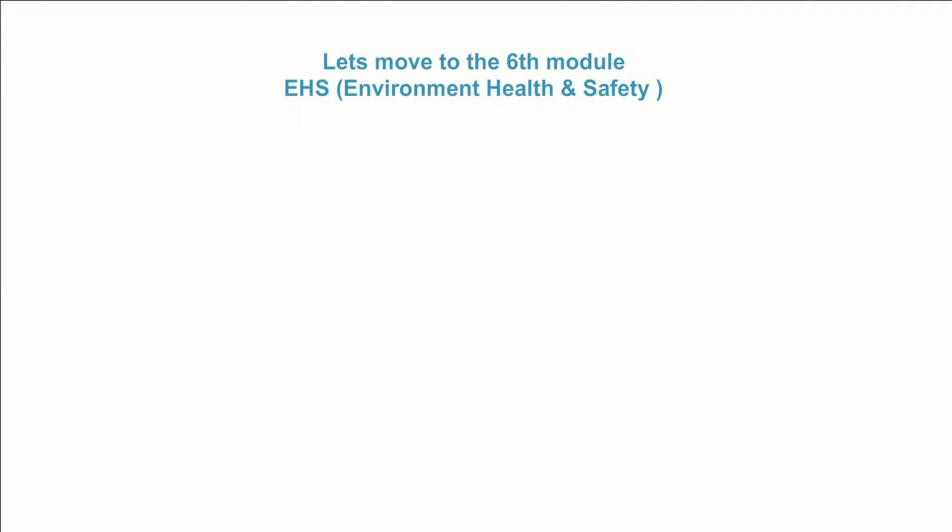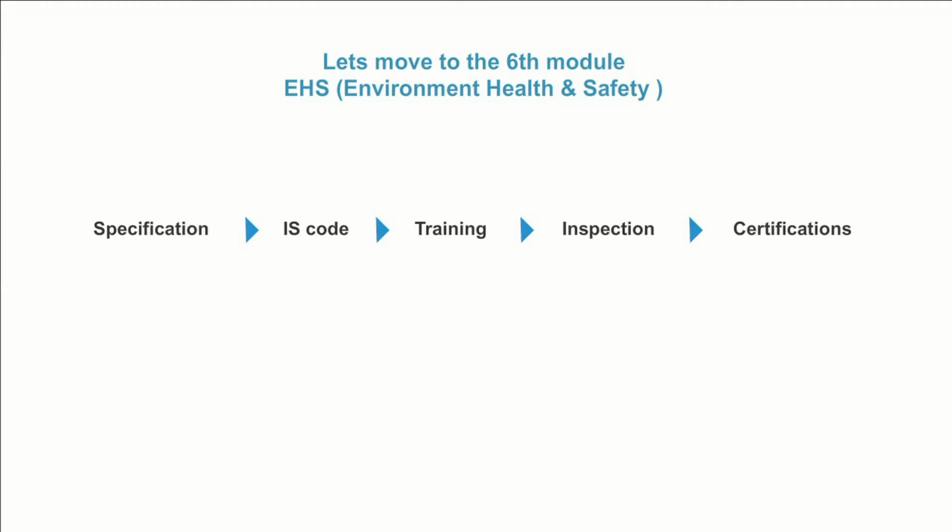Let's move to the sixth module of environment, health and safety. Specification is recorded based on inspection of item, material, relevant test report, and proper parameters. The item will be executed under its code references. Proper training is given to the employees and records are maintained. Finally, inspections are done and certification reports are generated.